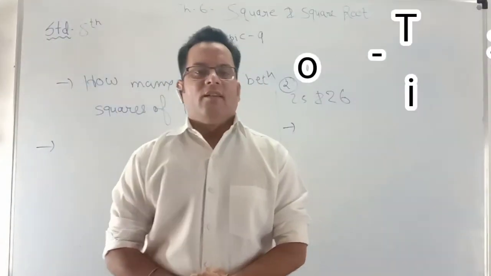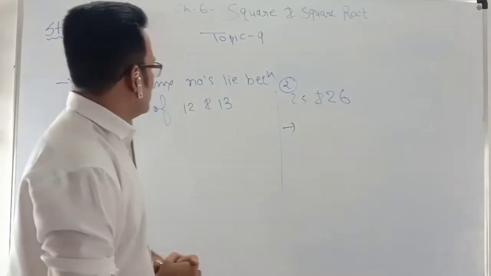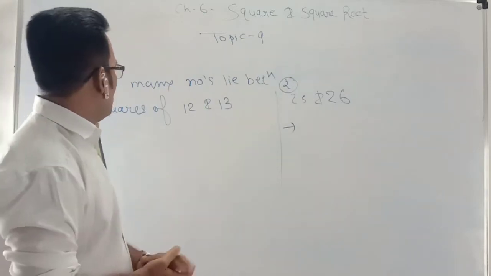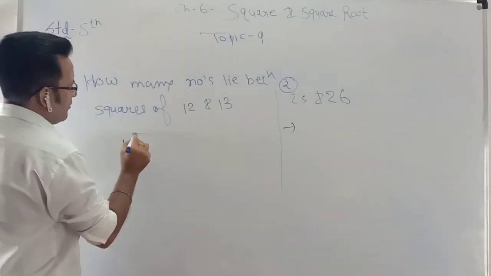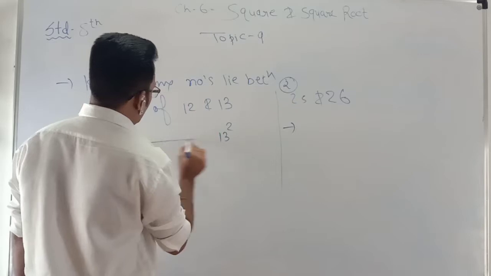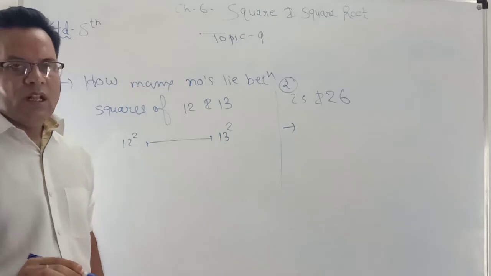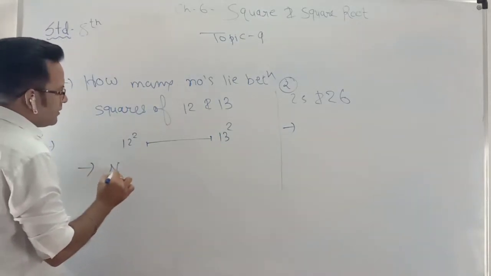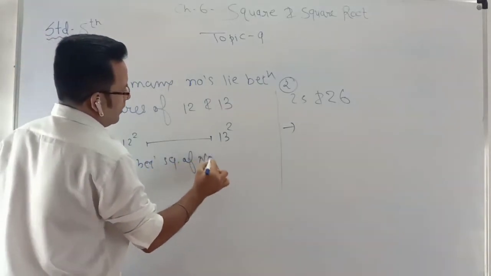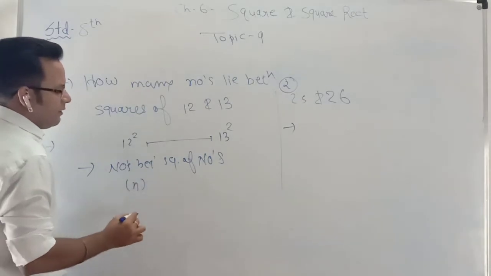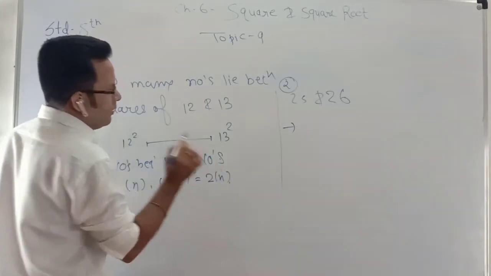And now students, how to find the numbers between the squares of two numbers. You look at the question. How many numbers lie between squares of 12 and 13? 12 square and 13 square. How many numbers lie between these two numbers? Now here, numbers between squares of numbers n and n plus 1 is equal to 2n.